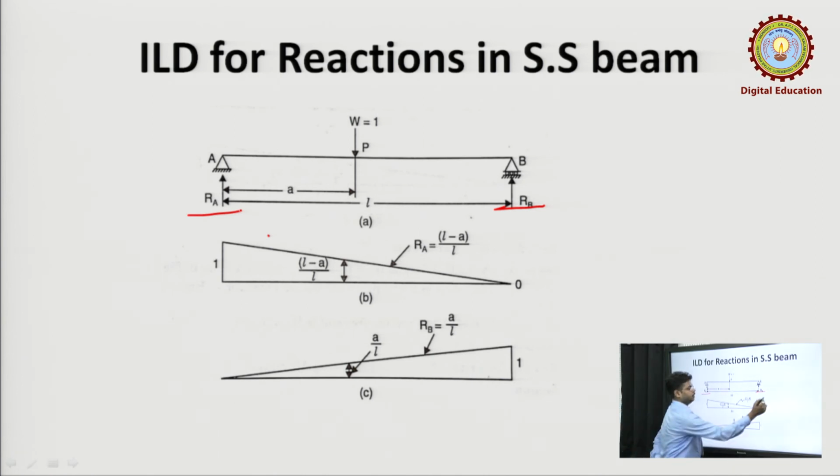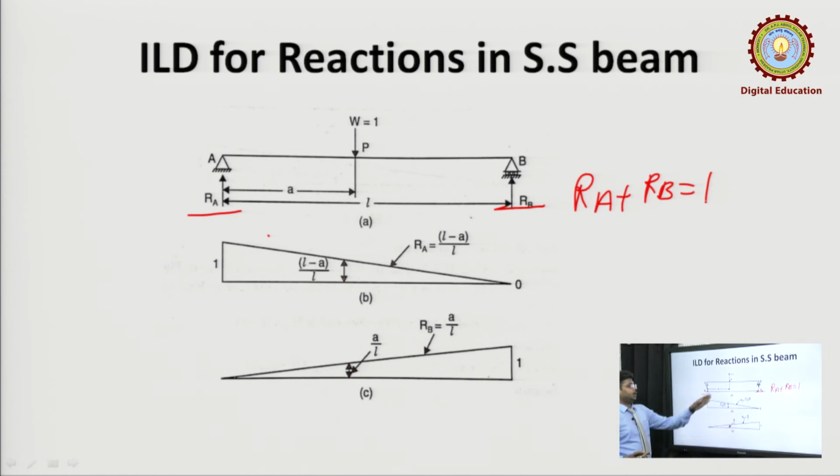Simply we know that RA plus RB is equal to 1. Here the unit load is 1, the reactions are RA and RB, then the sum of the reactions RA plus RB is equal to 1. Then how can we find RA and RB for these two values?